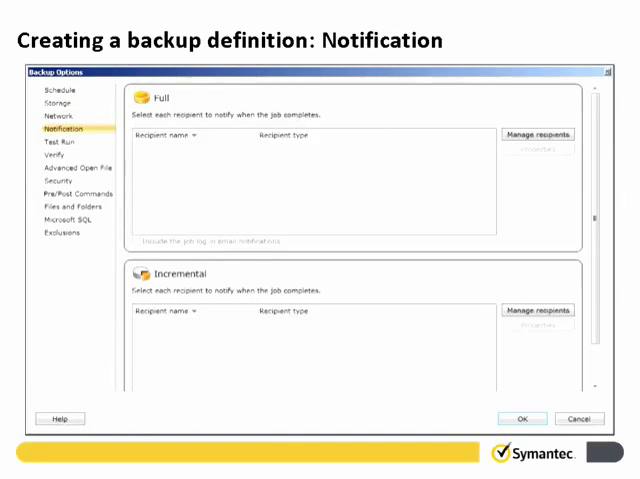Notification is when the job runs, do I wish to email someone that this job has completed? So I can also manage recipients from this screen. That's new to this version. In prior versions, you had to have the recipients already selected, already configured.